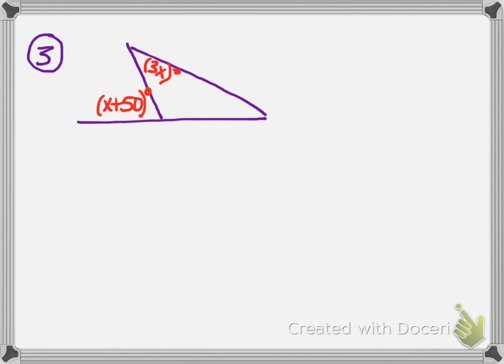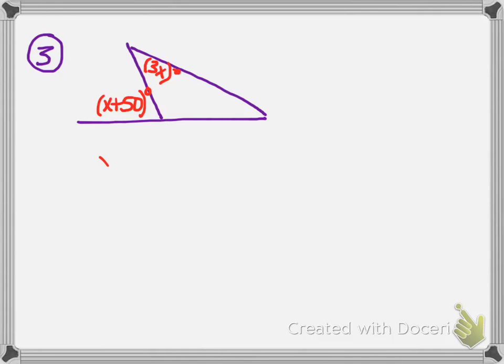Number 3 asks for an inequality stating the restrictions on x. So we need to set up a compound inequality. What we have in our picture is the x plus 50 is in the position of the exterior angle of this triangle, and the 3x degrees is one of the remote interior angles. We know that an exterior angle of a triangle is always greater than either remote interior angle.